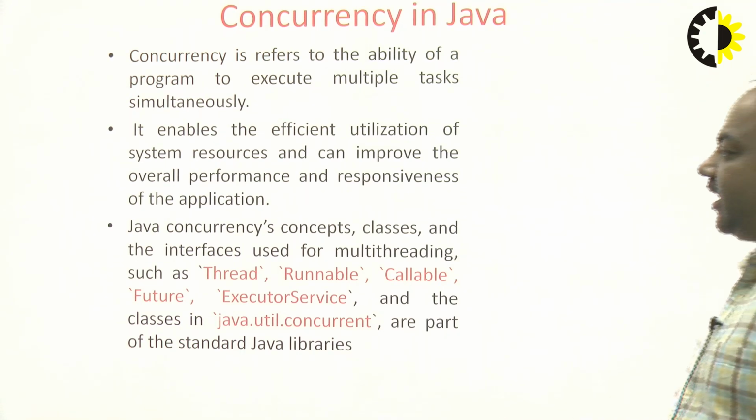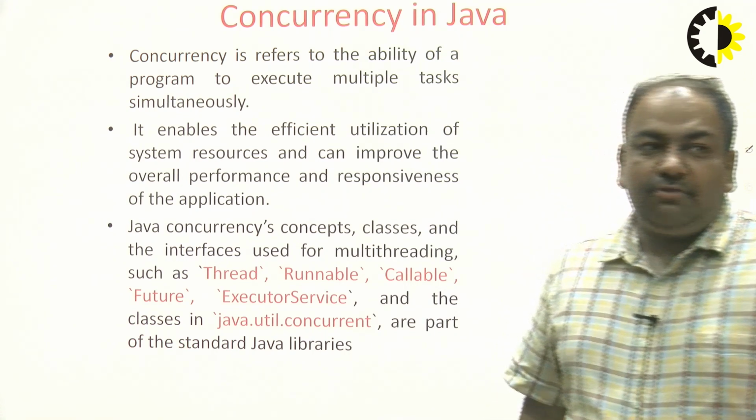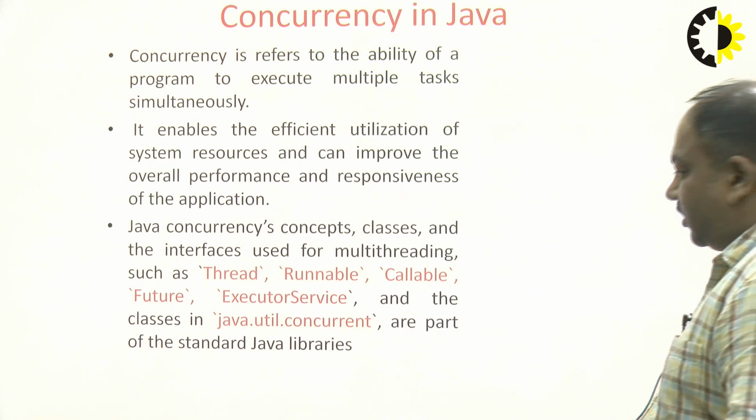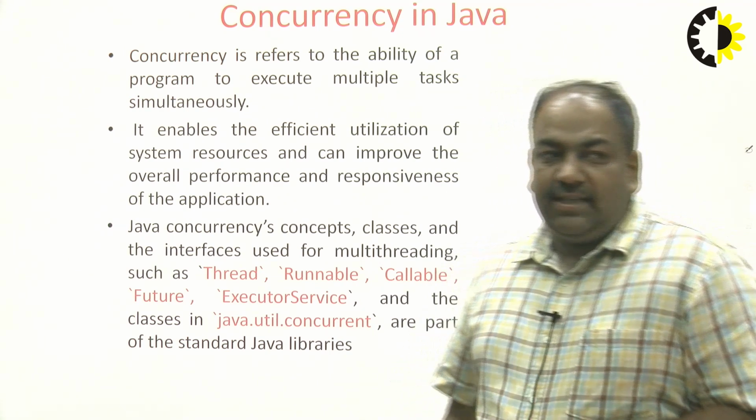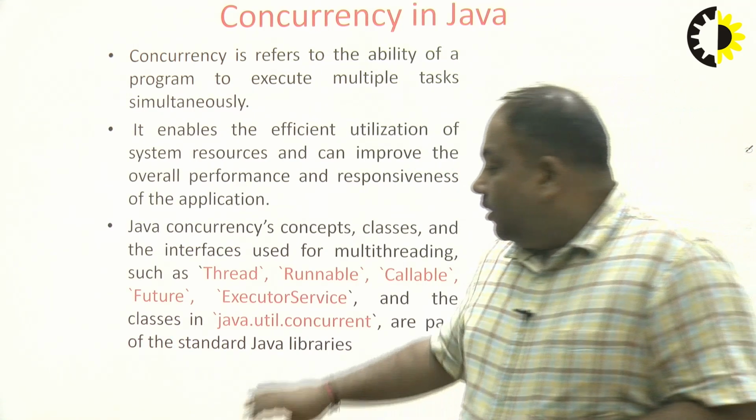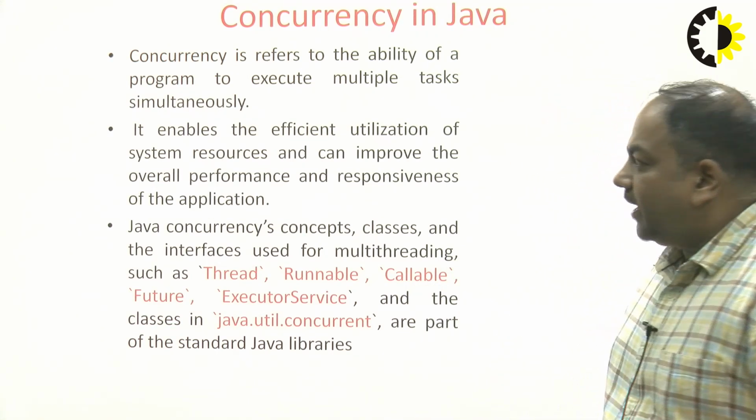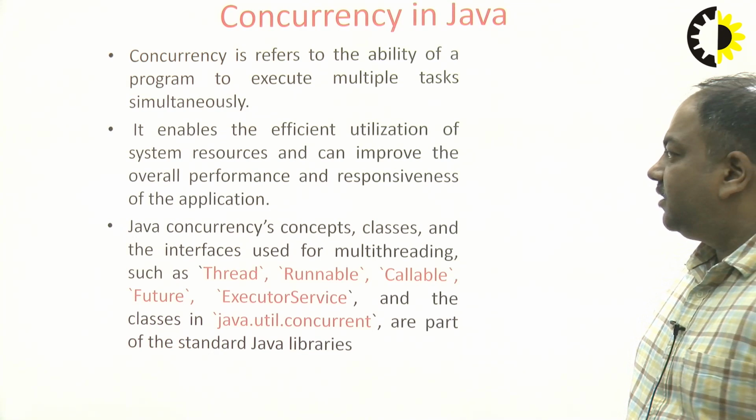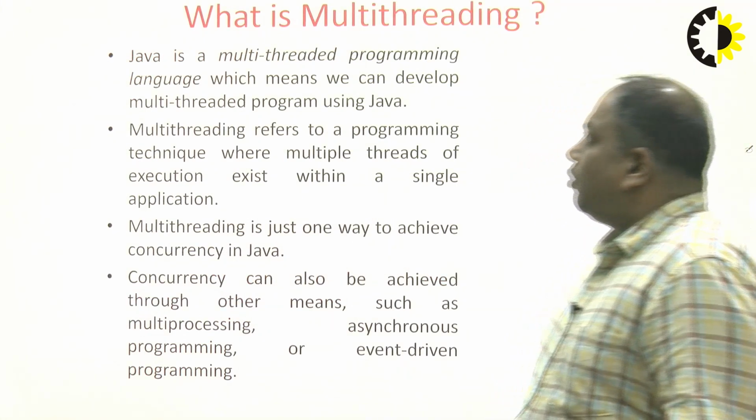Concurrency can be done using multithreading, using the classes, concepts and interfaces for multithreading such as Thread, Runnable, Callable, ExecutorService, and the package for concurrency in Java, java.util.concurrent. Util means utility classes, and it is part of the standard Java library. Concurrency enables efficient utilization of resources, and we can achieve this by improving the overall performance and responsiveness of the application.